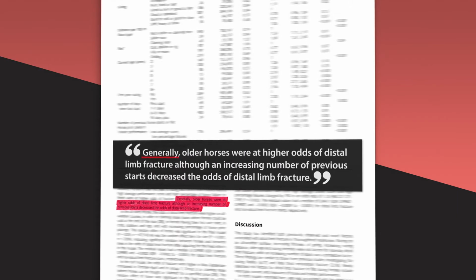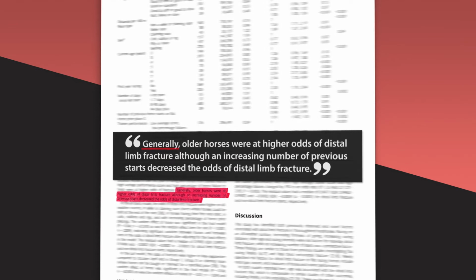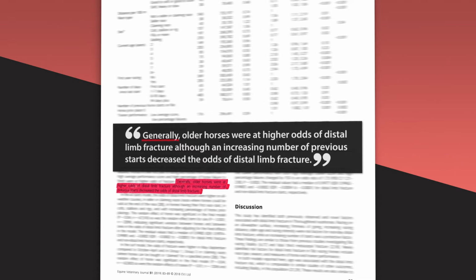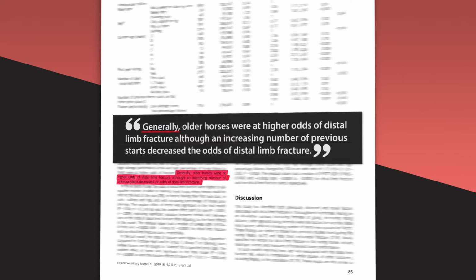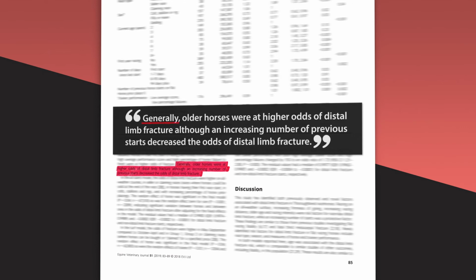Generally, older horses were at higher odds of distal limb fracture, although an increasing number of previous starts decreased the odds of distal limb fracture. The word generally keeps the reader from getting the wrong impression that the risk is always higher in older horses.